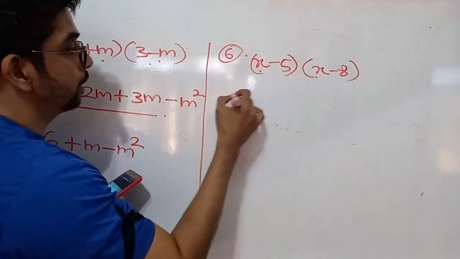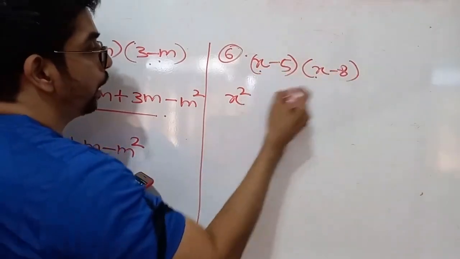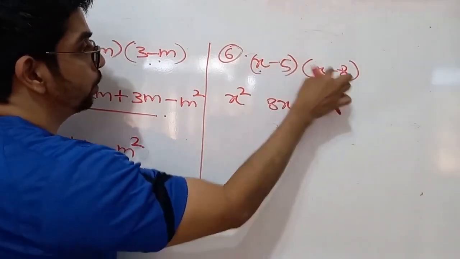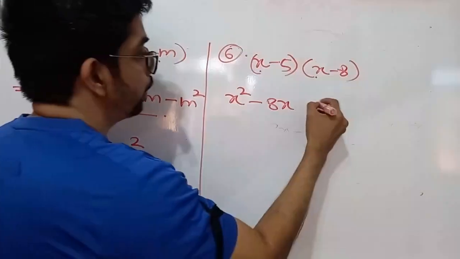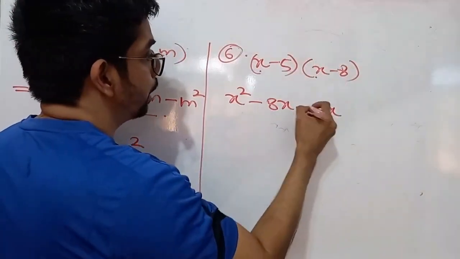Right? So x into x, that is x squared. X into 8, that is 8x. So positive into negative, that is negative. 5 into x, that is 5x. Negative into positive, that is negative.